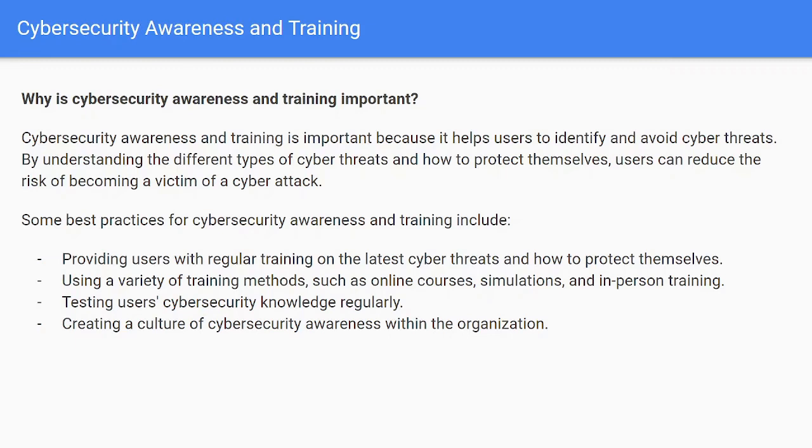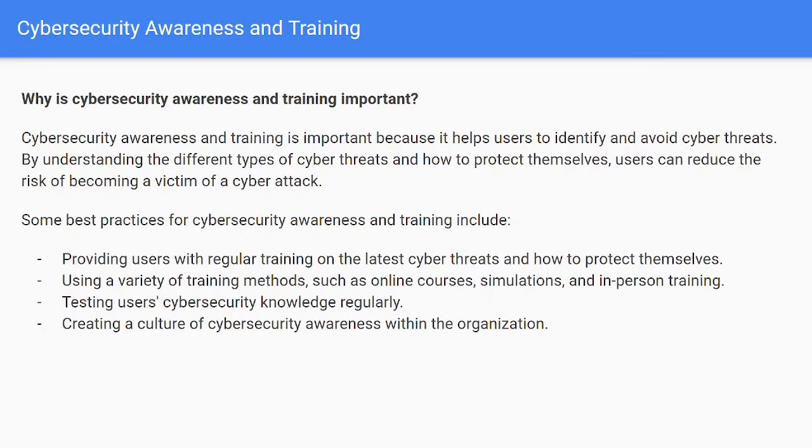In your organization, you might say, okay, we know that we are prone to phishing, but if you don't educate your employees, do not click on this link, they will not know. You understand? So it's very important. Cybersecurity awareness and training is very important because it helps the employees, it helps you as a person, it helps your family to identify and avoid cyber threats. That's why you are training them, so they can see, okay, this is what it is, and avoid it.